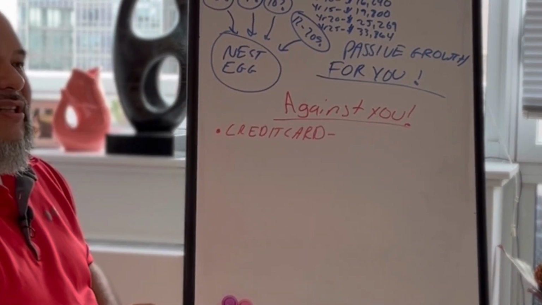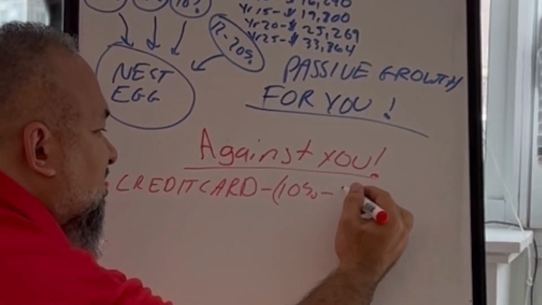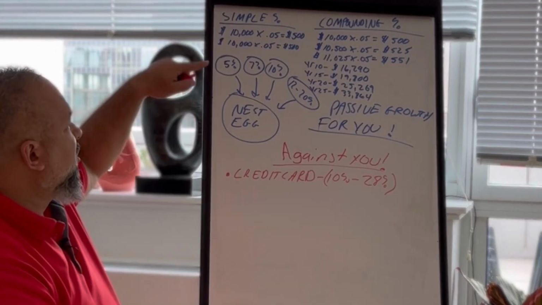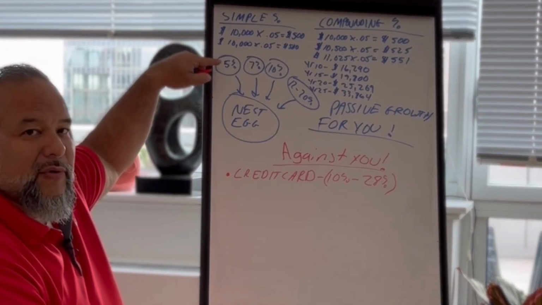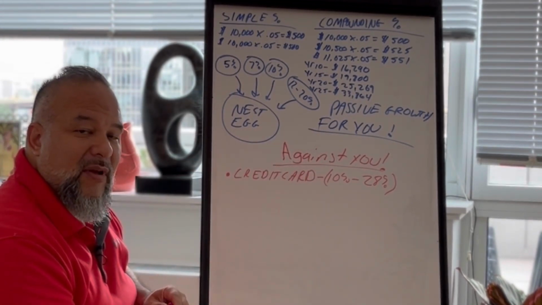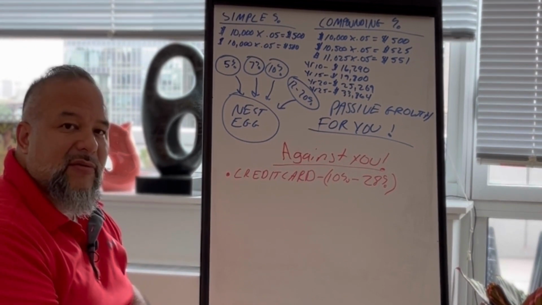Credit cards can be as low as 10%, but I've seen them as much as 28%, right? Now, I was just showing you what 5% growth can do for you over time. What is 28% doing for you over time? Well, I'll tell you what it's doing. It's stripping you of your happiness. It's skinning you.